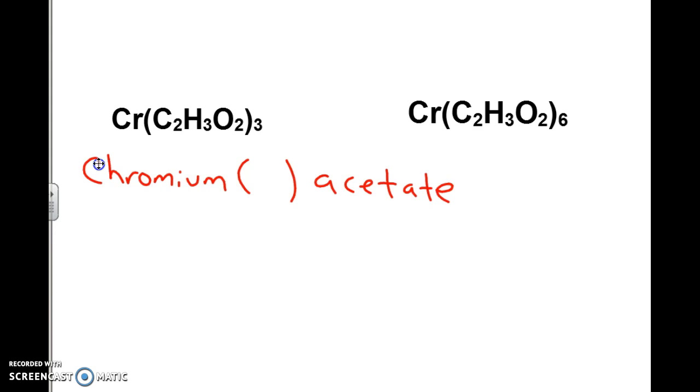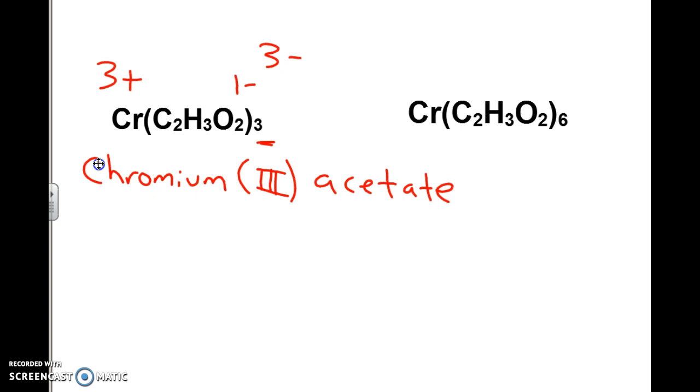Acetate on the back of your periodic table has a 1 negative charge, but there are 3 of them, so that's a 3 negative charge provided by the acetates. The chromiums must add up to a total of a 3 positive charge in order to balance that out. There's only 1 chromium in this problem, so that means we have chromium(III) acetate.